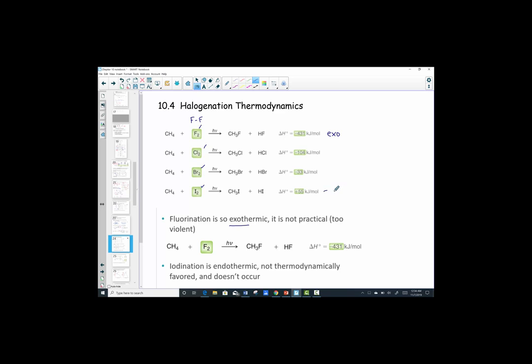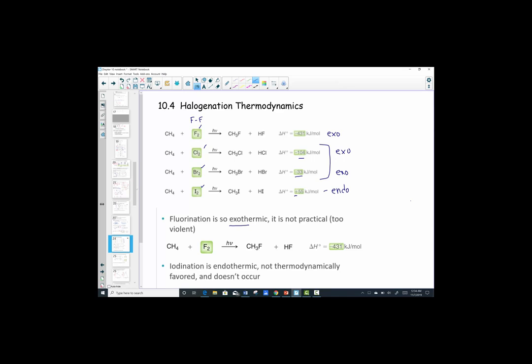This guy, iodine, is endothermic and occurs so slowly. Look at the positive value. So iodination is endothermic and therefore not thermodynamically favored, and it's so sluggish, we just say it does not occur. That leaves two halogens that are thermodynamically favored for radical mechanisms, chlorine and bromine. Notice that chlorine is far more exothermic. Bromine is still exothermic, but not nearly as violent, right? Not nearly as much energy is released.